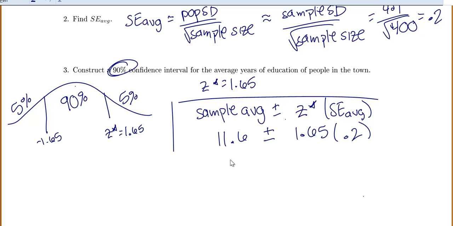So this is going to give me, if I do the subtraction first, 11.6 minus 1.65 times 0.2. That gives me 11.27. And then if I do the add, so 11.6 plus 1.65 times 0.2, I get 11.93.